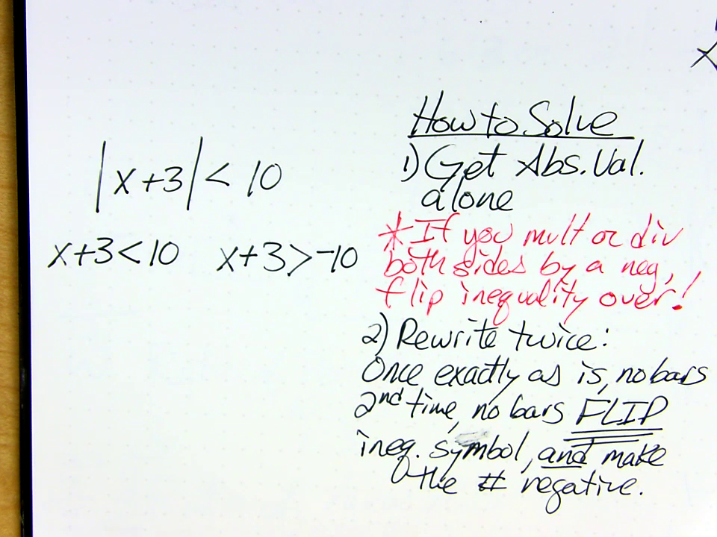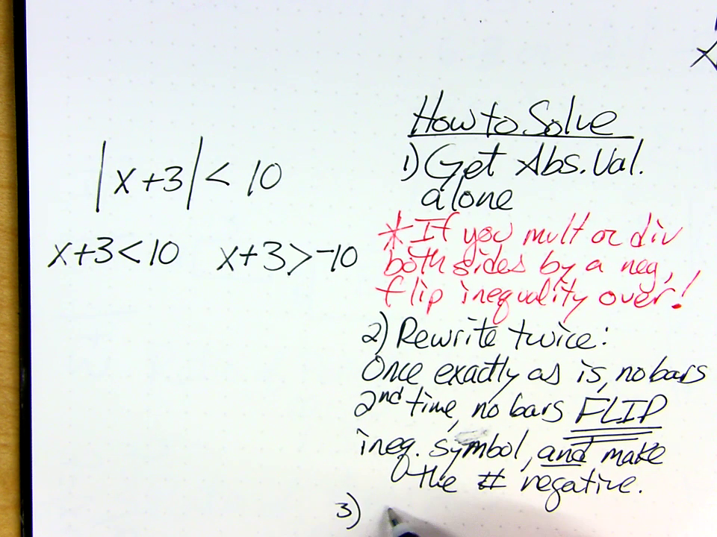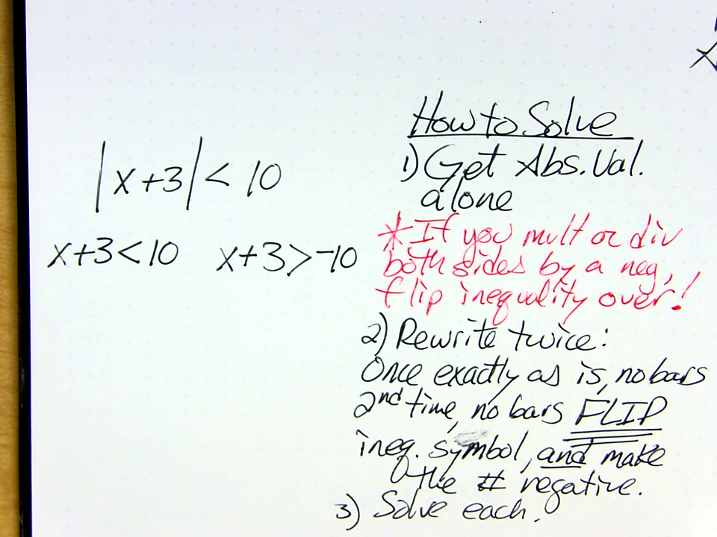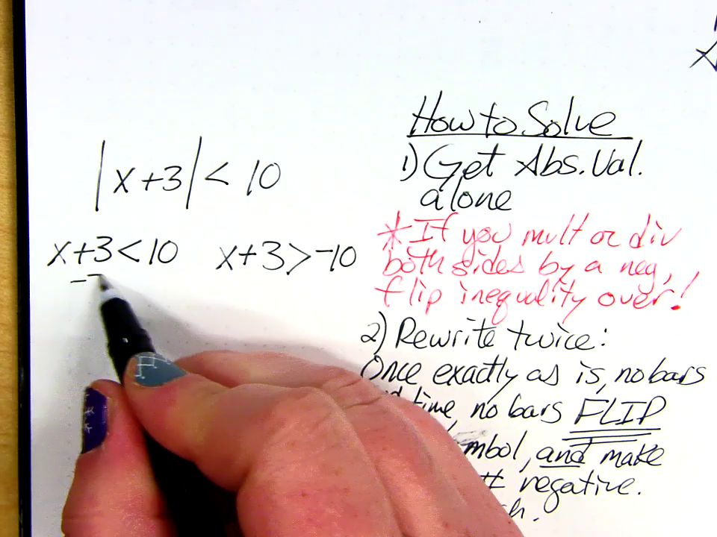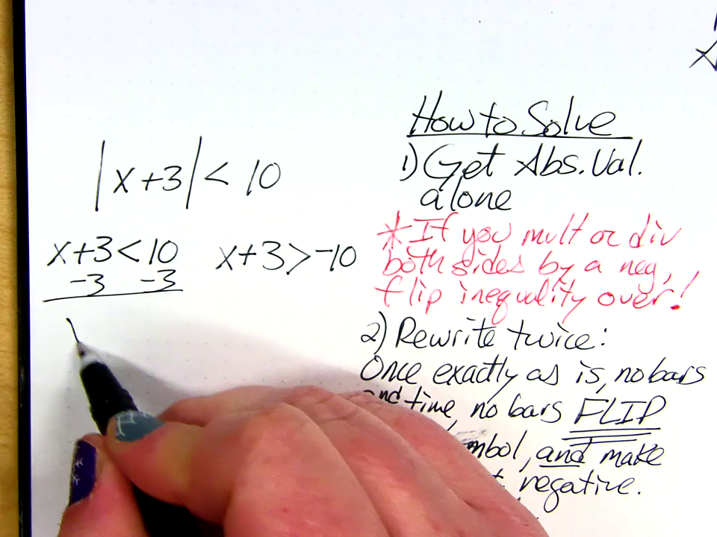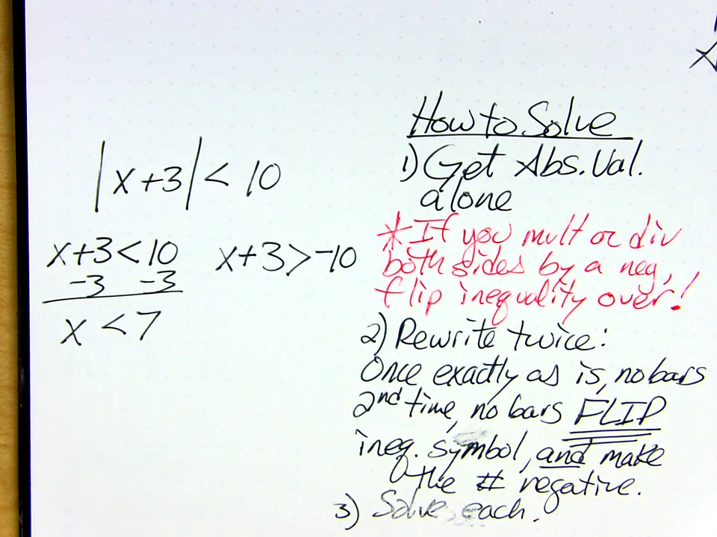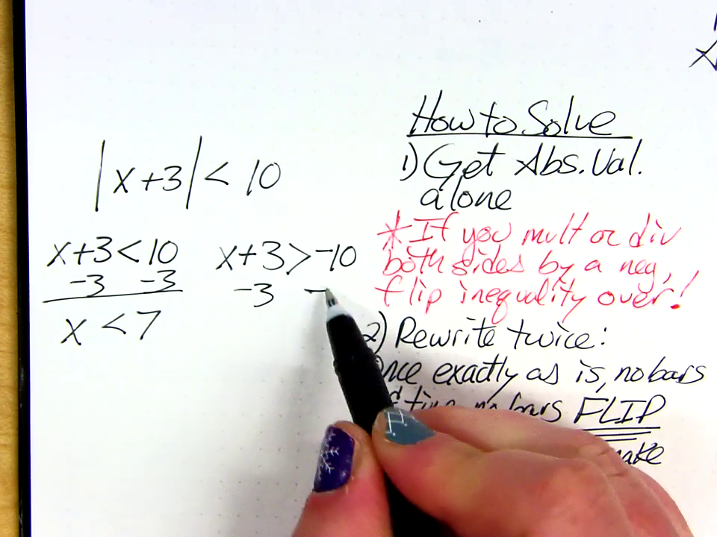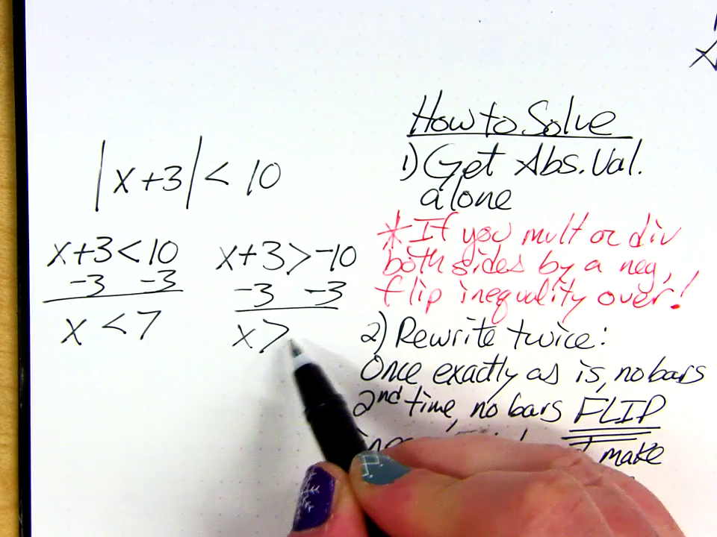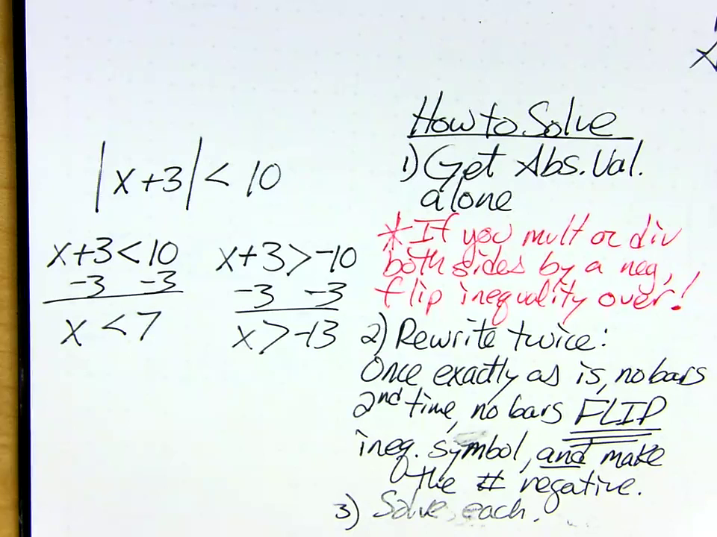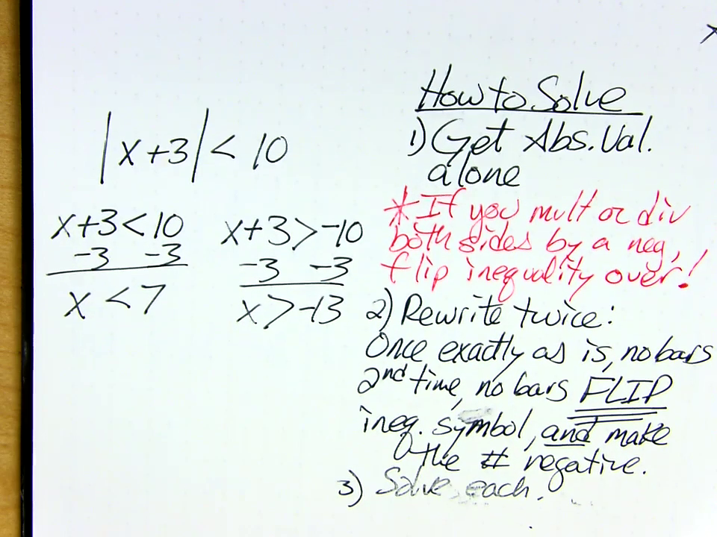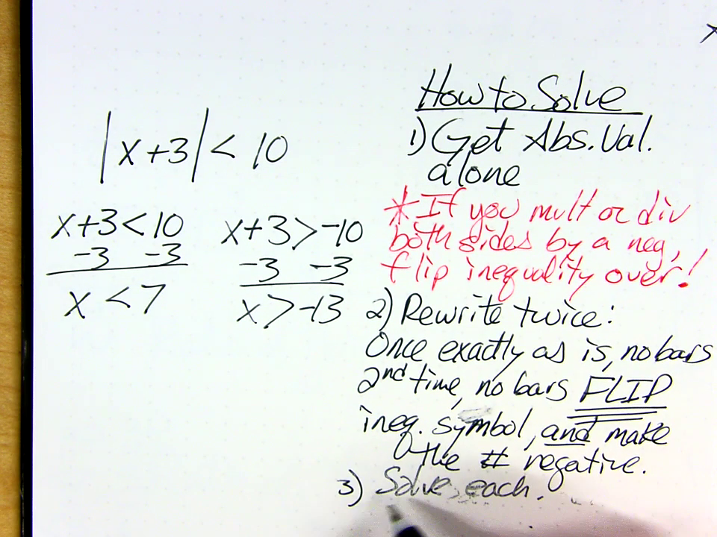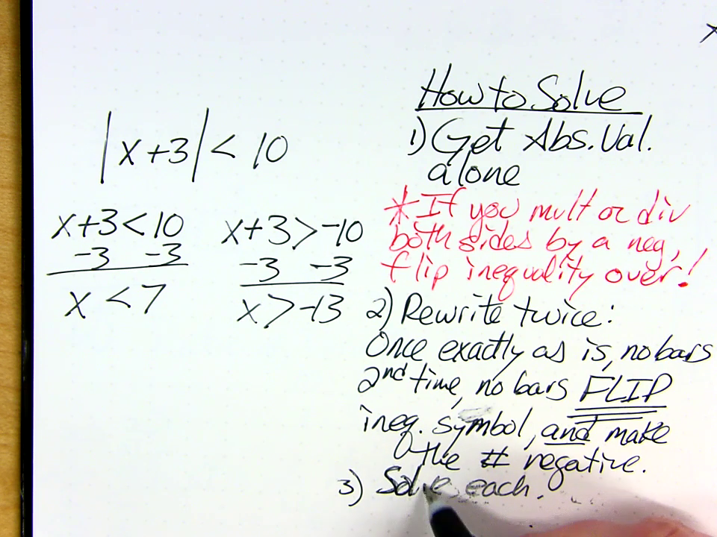And now I'm ready for the third step. I'm going to solve each one. Solve each. So that part's easy enough. Okay, minus 3. I get x is less than 7. So that's one part of my answer. That's only one part. And now, on the other side, minus 3, I get x is greater than negative 13. And unfortunately, you're not done here. Well, you're almost done.